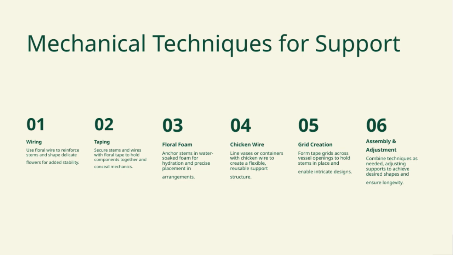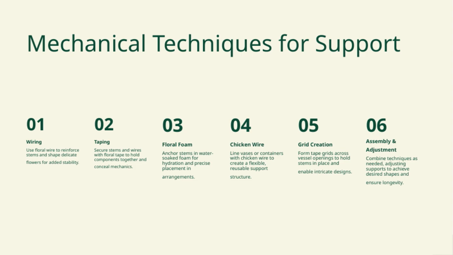Now let's move on to slide 13, which covers mechanical techniques for support. These methods are essential for creating stable and lasting floral arrangements. First, we have wiring. This involves using floral wire to reinforce delicate stems and help shape flowers precisely, providing that extra stability needed for intricate designs. Next is taping, where we secure stems and wires with floral tape. This not only holds everything together, but also conceals the mechanics, giving a clean, professional look.